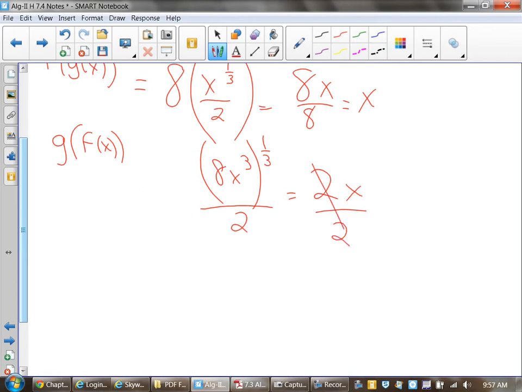Are they inverses? That's all it is. It's substituting in one for the other.